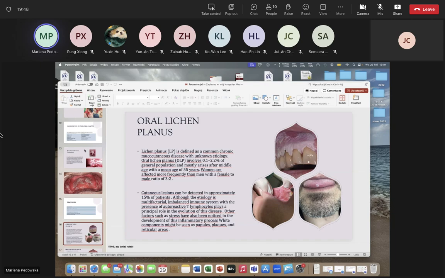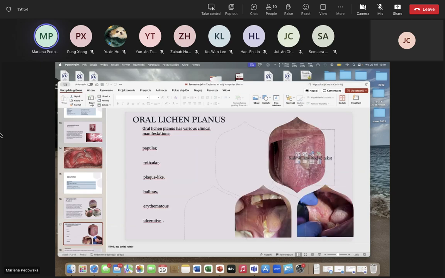You see here the clinical pictures when we have oral lichen planus on the mucosa. We have six various clinical manifestations: papular, most common, reticular, plaque-like, bullous, erythematous, and ulcerative forms.